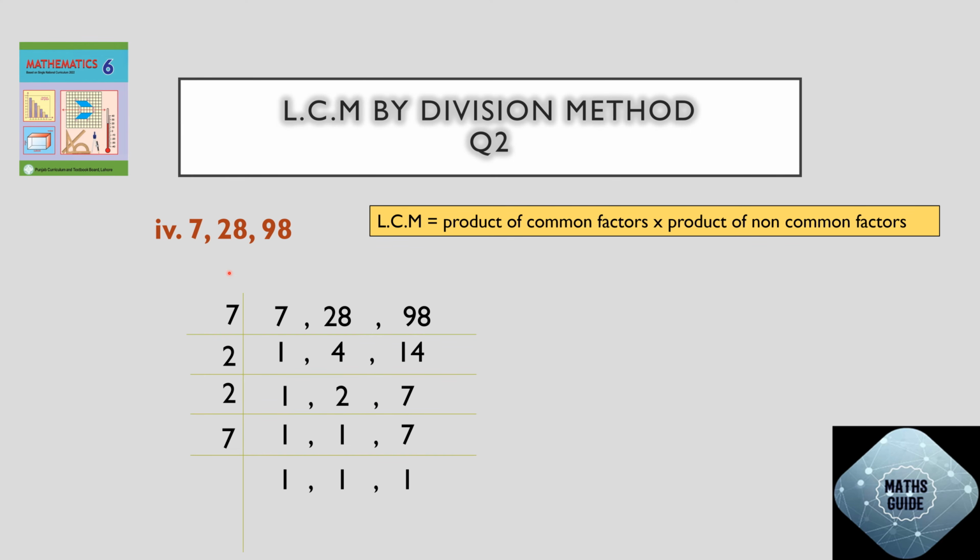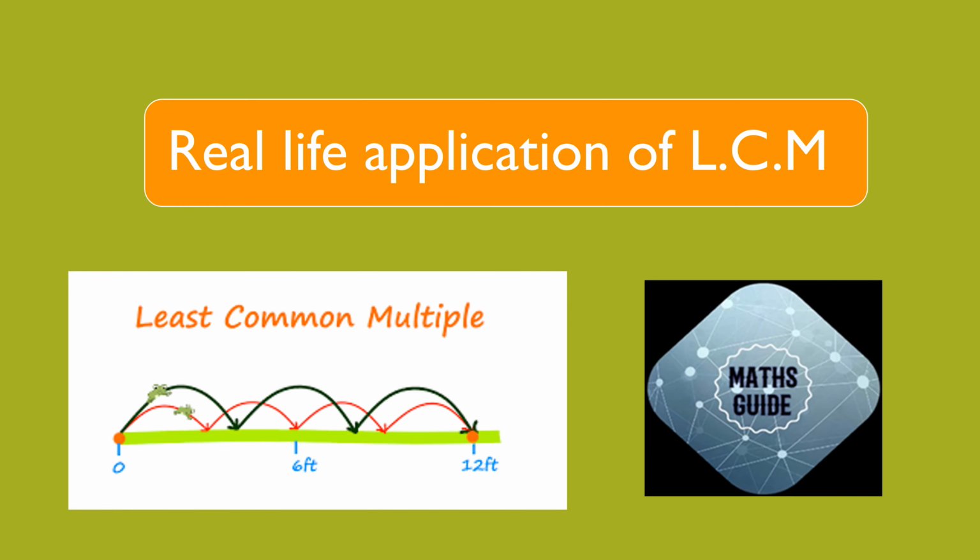And we get the prime factors 2 into 2 into 7 into 7. And the product of these numbers is LCM. So the LCM of 7, 28 and 98 is 196. The least common multiple has several practical applications in real-life situations and in various fields of mathematics.